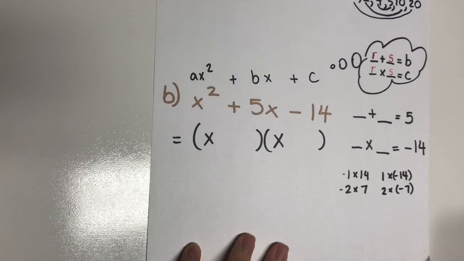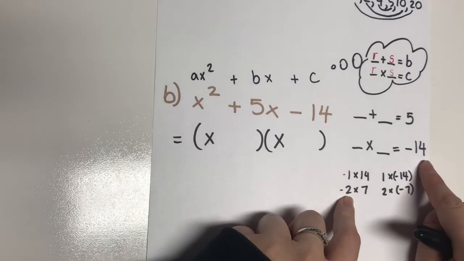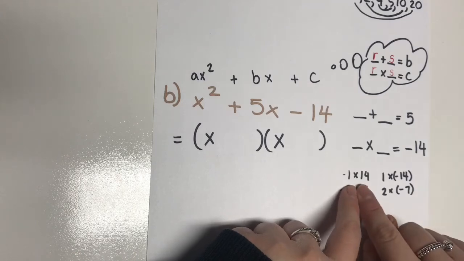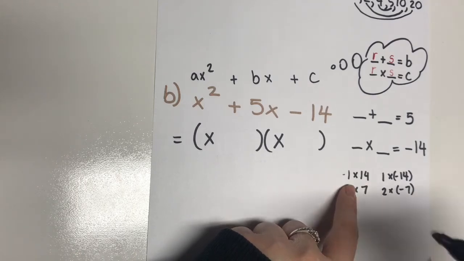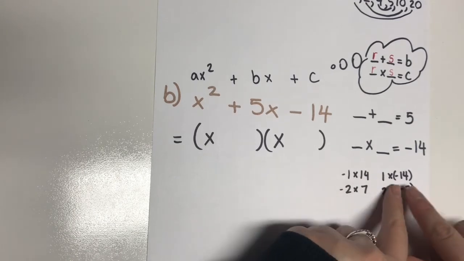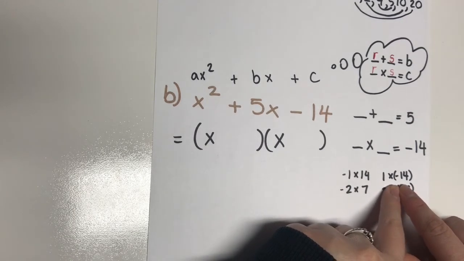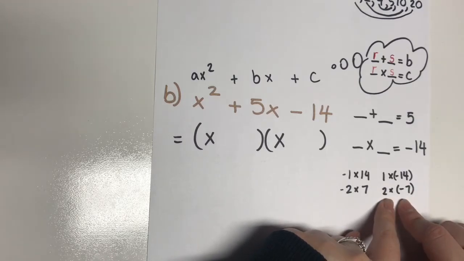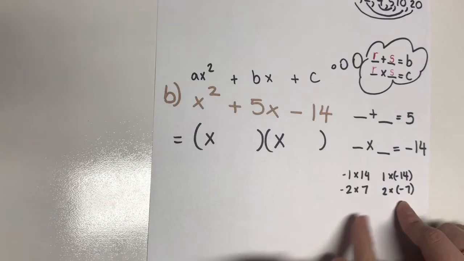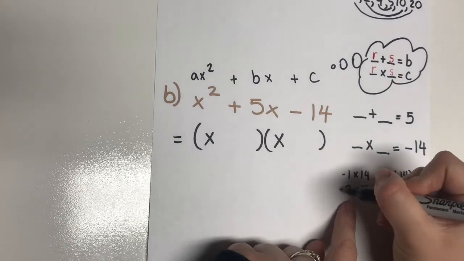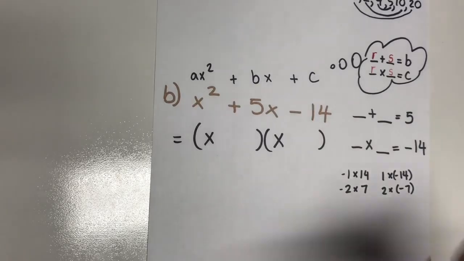Now that I know which numbers I can multiply to make 14, I'm going to check which of these add up to make 5. So -1 and 14 give us 13, so that doesn't work. 1 and -14 gives us -13, so that doesn't work. 2 and -7 give us -5, but -2 and 7 give us +5. So this is our answer.